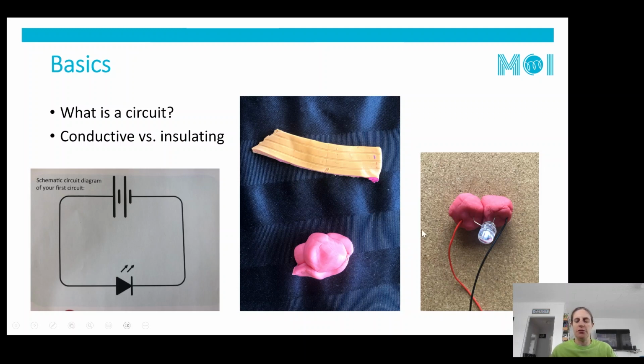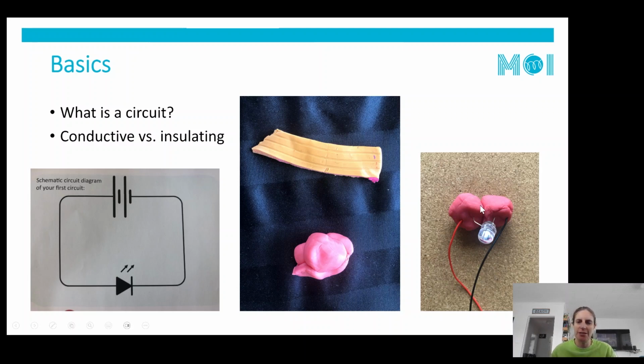Another way of introducing resistance into the circuit is to have a lot more Play-Doh. So if you take a roll of Play-Doh and you roll it up, then the electricity has got to go further to get to the other side, so there is more resistance there. Electricity likes to take the path of least resistance.